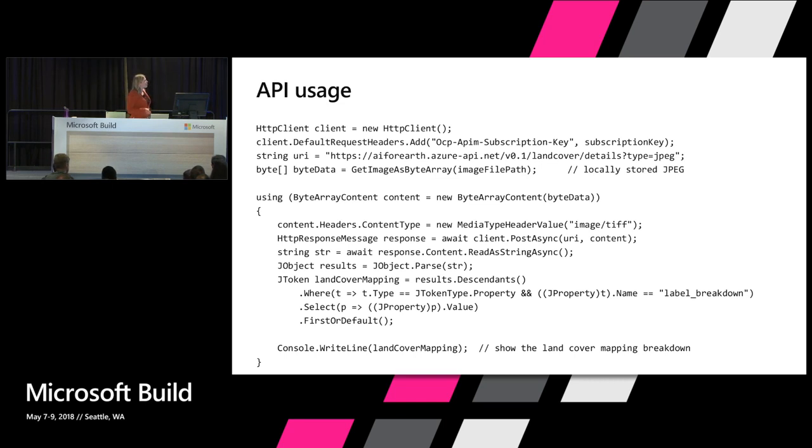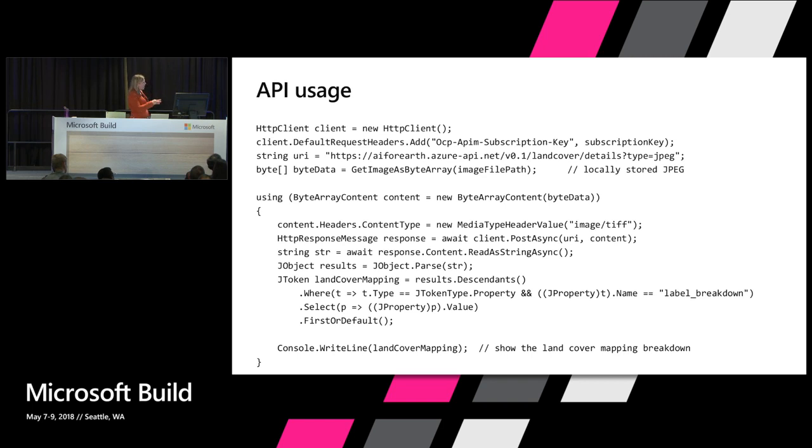So again, fairly straightforward, calling a REST endpoint. We initialize a new HTTP client. We're adding our subscription key, which you do need, and you can get it through the process I'm going to tell you about in a second in the private preview. We're going to call that endpoint. We're sending in type equals JPEG at the end of that URI. What that means is that I want the data back as a JPEG. You can request it back in several formats. And then that get image as byte array basically converts the image into the stream of zeros and ones that it makes up on disk.